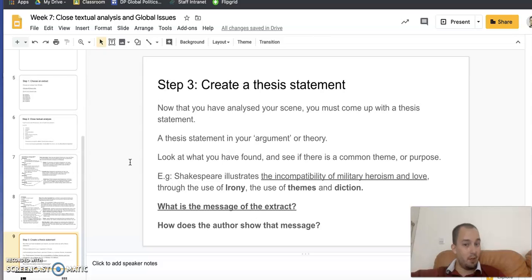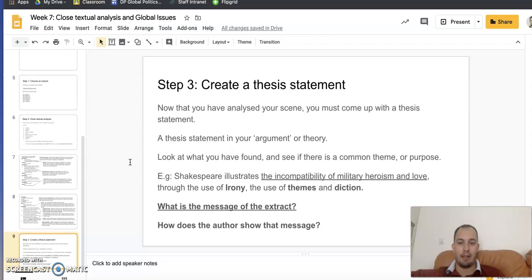So after you've done your close textual analysis, and it will look something like that, you need to create a thesis statement. So we did look at thesis statements last year when we did Animal Farm. So a thesis statement is like your argument, it's your theory. So look at your analysis and see, do all of your stylistic features point towards one message? Is there a common theme with your stylistic features?